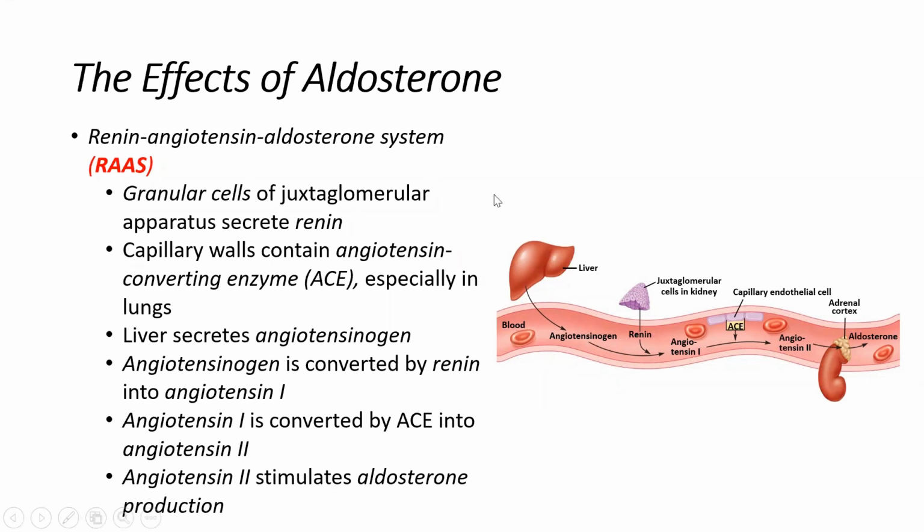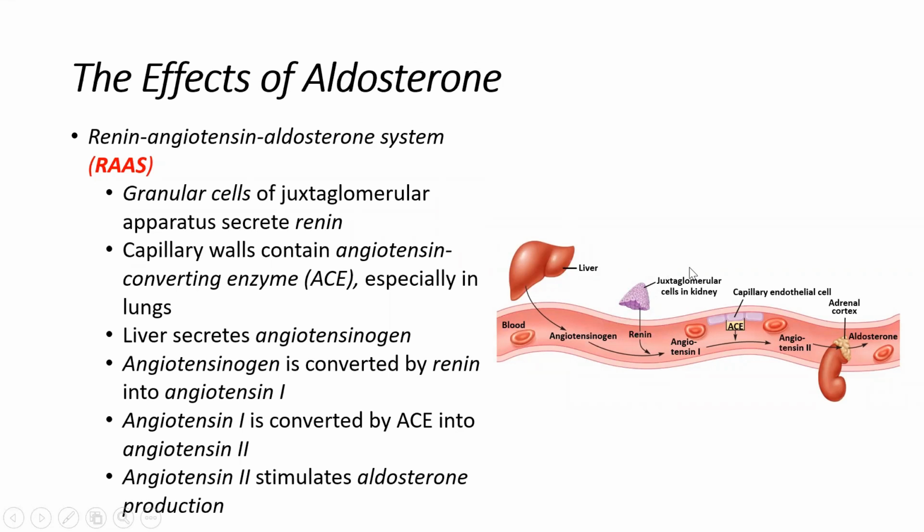The first thing that happens is with the granular cells of the juxtaglomerular apparatus. We talked about these cells initially, the cells at the afferent arteriole. They're part of that JG apparatus, or the juxtaglomerular complex, the complex of those three cells. Specifically, the juxtaglomerular, also called the granular cells, are the ones that secrete renin. We can see them here in this little schematic.